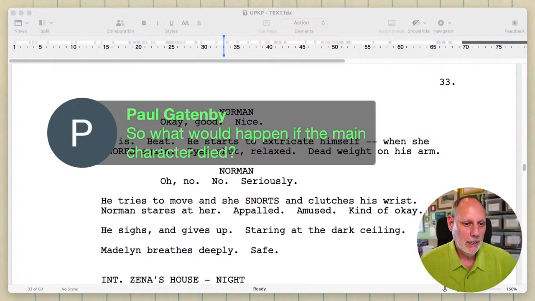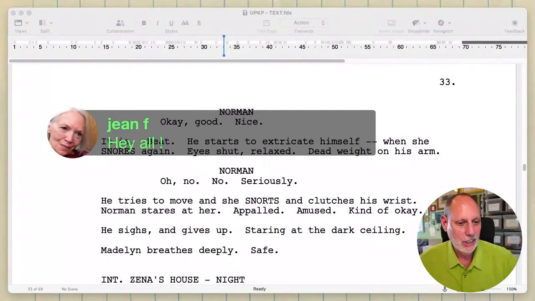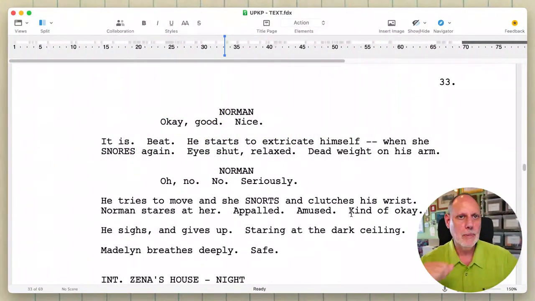So what would happen if the main character died? Is that a trolley question? It feels trolley. Obviously, if the main character died, the story would be over, and that would be abrupt. Hey, Gene, if that's a serious question, let me know, and I will try to discuss why you would have the main character die halfway through the pilot episode, or why you wouldn't, because then they wouldn't be the main character. That's a professional tip. If your main character dies halfway through the pilot episode of a show and doesn't appear anymore, they are not the main character. All right.